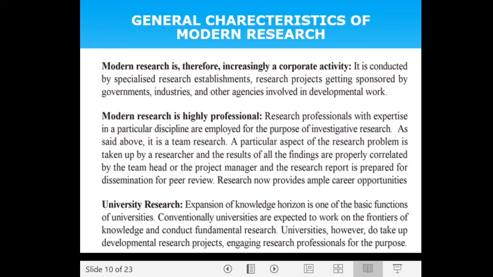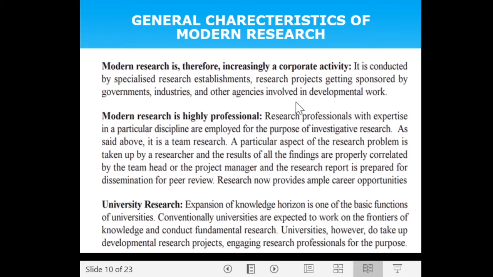Modern research is therefore increasingly a corporate activity. Obviously, it is conducted by research establishments, that is R&D labs, and research projects sponsored by government, industries, and other agencies. Even teachers like us can get research projects from ICSSR, DST, and most of the professors will have signed lakhs on projects. You might have seen in our university there are research assistants. A teacher might have taken a project from a funding agency like ICSSR or DST or CSIR, and they can appoint a research assistant for that particular project. So that post is called research assistant.